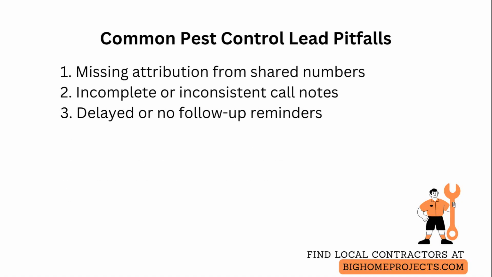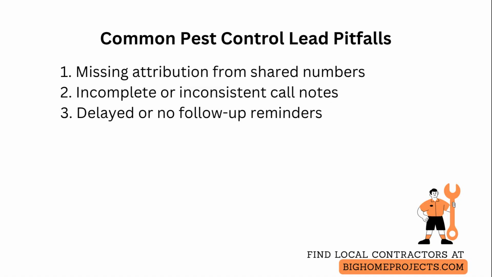3 common mistakes are missing attribution because different channels share one number, losing context when staff do not log full notes, and failing to follow up promptly, which lets customers go cold. Assign a dedicated number per channel to keep attribution clean. Require a 2-line note standard of issue and access for every interaction, and set automated reminders at fixed intervals like 24 hours and 3 days.